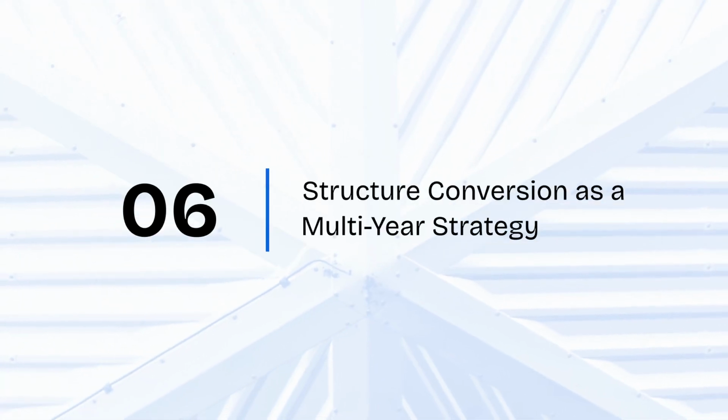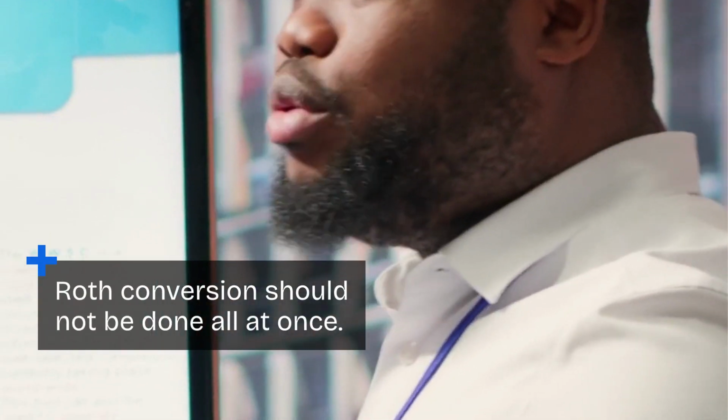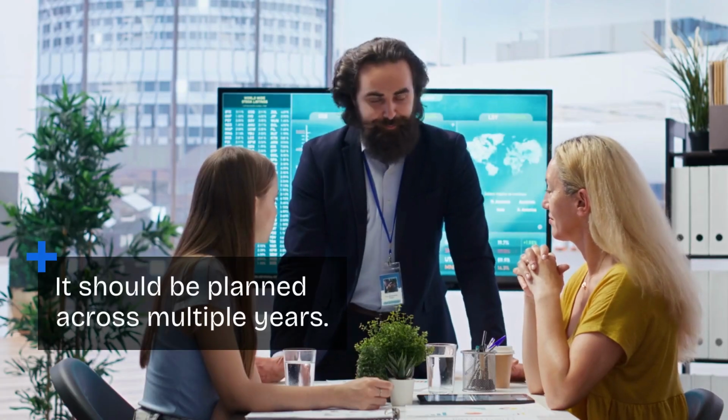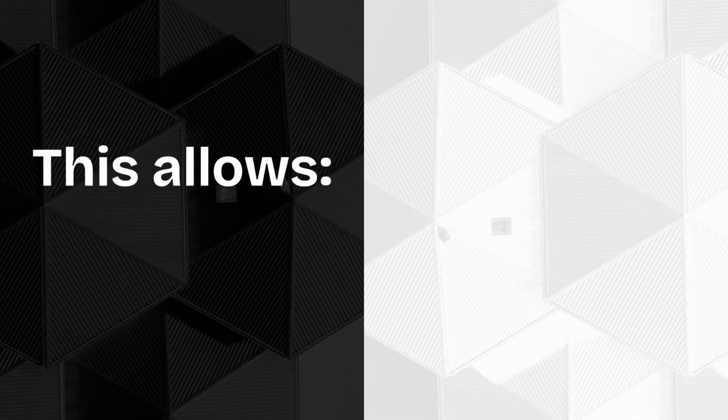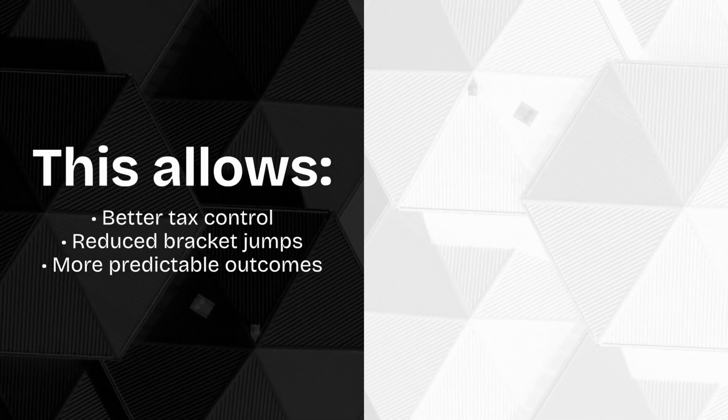6. Structure conversion as a multi-year strategy. Roth conversion should not be done all at once. It should be planned across multiple years. This allows better tax control, reduced bracket jumps, more predictable outcomes.